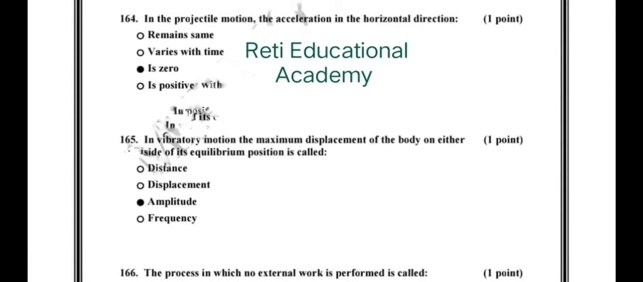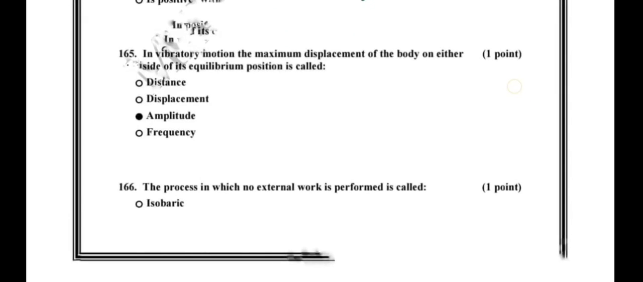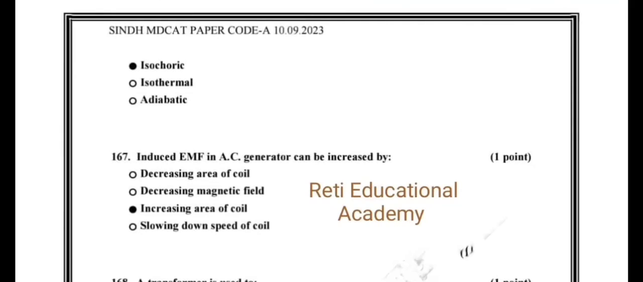Question number 165. In a vibratory motion, the maximum displacement of the body on either side of its equilibrium position is called amplitude. Question number 166. The process in which no external work is performed is called isochoric.